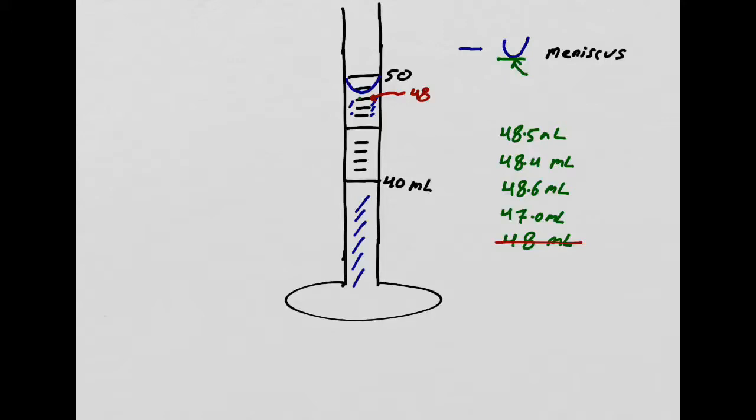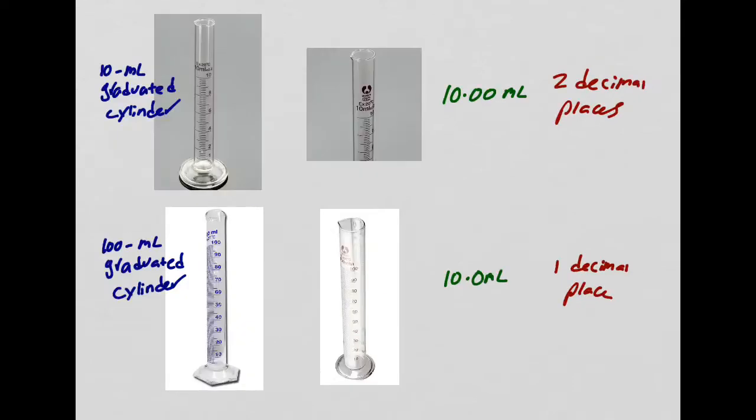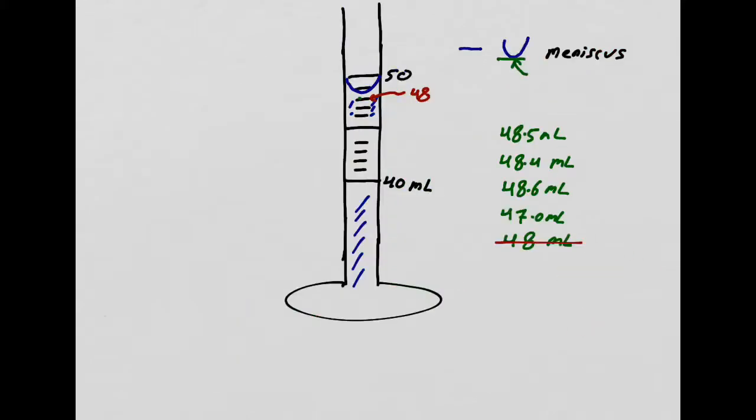So again, this is a 100 ml graduated cylinder. It should have one decimal place. So I can go 48 and I can do a little bit better. Here is 48. Then we said the last digit is estimated. So all of these numbers are okay. 47 is not okay. I didn't see that one. It's definitely not 47. It's 48.